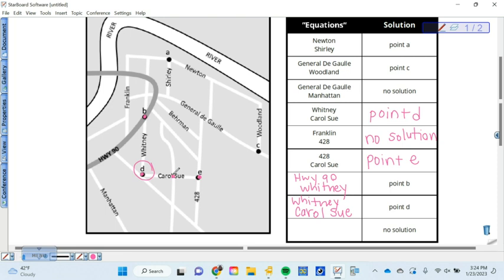Where does Highway 90 intersect with? With Franklin, right here, and right here, right? Highway 90 also connects with Whitney, right there, and right there. So it is possible for two roads to intersect more than once, but what has to be true about one of them? Yeah, it has to be curved.